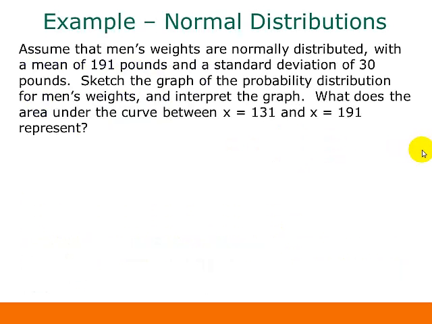Here's an example of normal distributions. Assume that men's weights are normally distributed with a mean of 191 pounds and a standard deviation of 30 pounds. Sketch the graph of the probability distribution for men's weights and interpret the graph. What does the area under the curve between x equals 131 and x equals 191 represent?